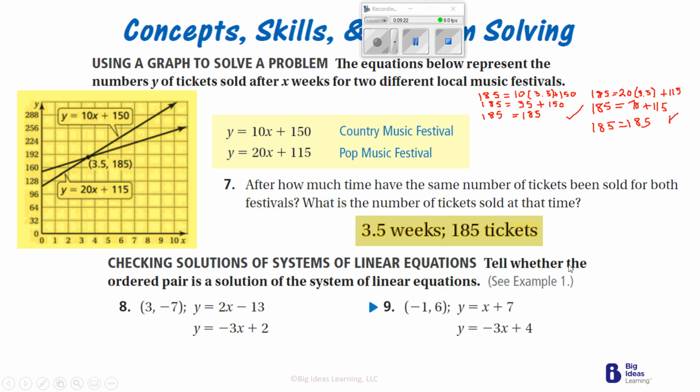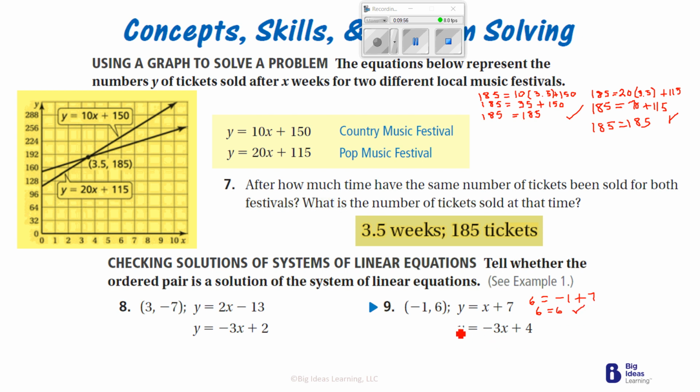Number 9 is X, tell whether the ordered pair is a solution of the system of linear equations. They're going to give you the ordered pair, you're going to plug them in just like I did a second ago. I'll give you one more demonstration. We're going to take 6 as y for this one. So 6 is going to be equal to negative 1 plus 7. And we know 7 minus 1 is 6. So this is 6 equals 6. That checks fine.